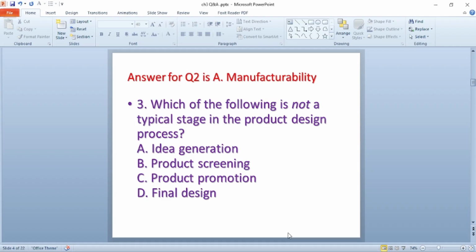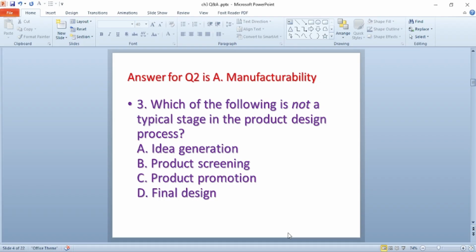Question number 3. Which of the following is not a typical stage in the product design process? A. Idea generation. B. Product screening. C. Product promotion. D. Final design. The answer for this question is C. Product promotion.